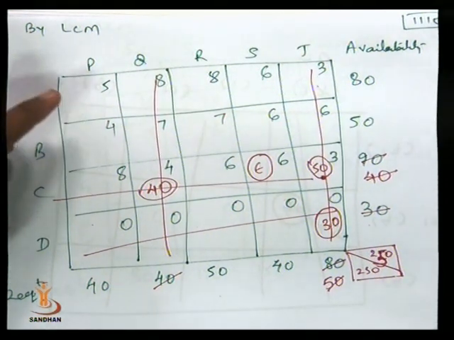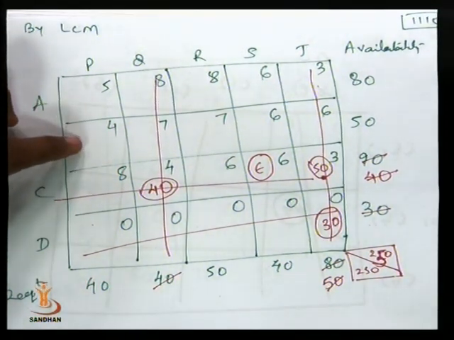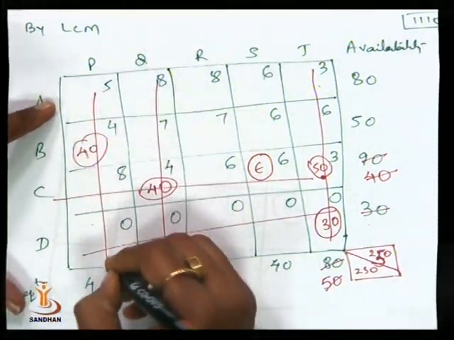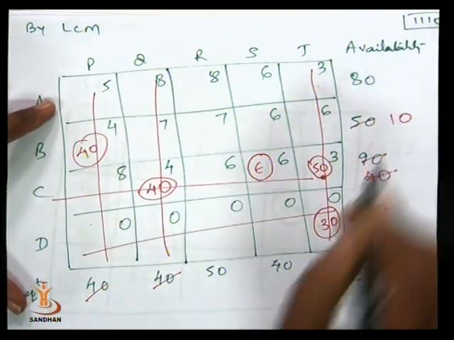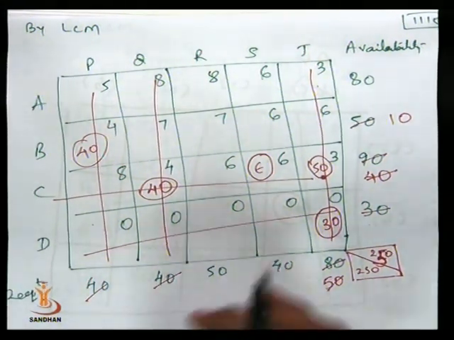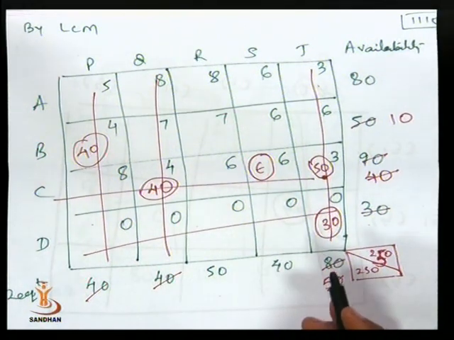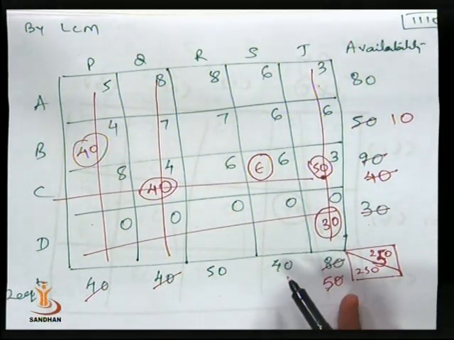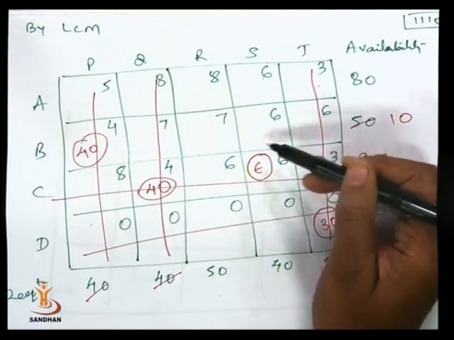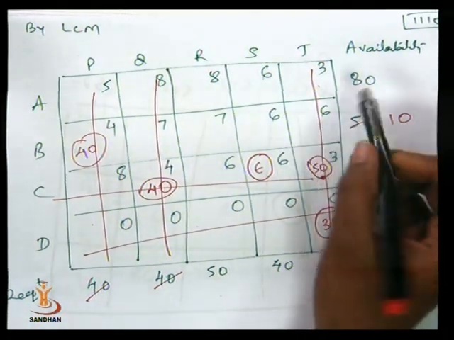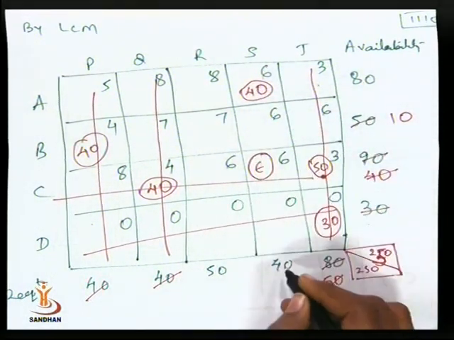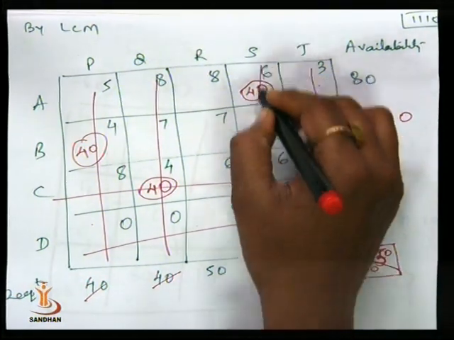The smallest TP charge is now again 4. We allocate 40 units in that cell. The remaining is 10. Now the reduced matrix is of size 2 by 2. The smallest TP charge is 6 in 2 positions. We select position wise. In the first position we can allocate 40 units and in the second position we can allocate 10 units. So we allocate the maximum units, 40.